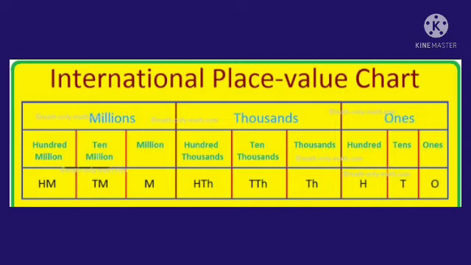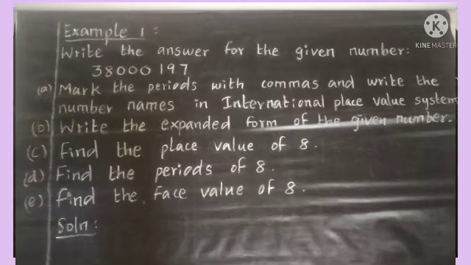Children, let's do some examples. Example 1. Write the answer for the given number 38,197,000. Children, mark the periods with commas and write the number names in International Place Value System. Then write the expanded form of the given number, find the place value of 8, find the periods of 8, then find the face value of 8.